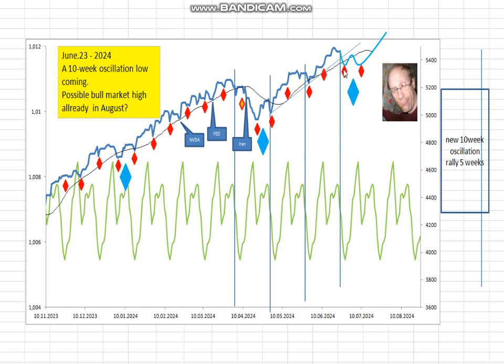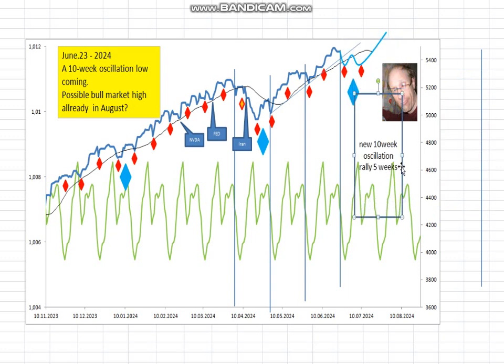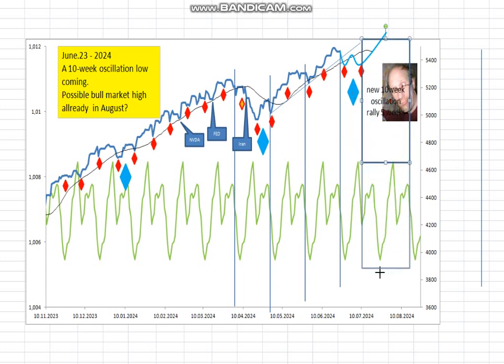I'm expecting this coming week or coming few weeks a 10-week oscillation low, probably a sideways consolidation, and then we have a new 10-week oscillation starting, and that could actually be the bull market high. So the first 5 weeks of a new 10-week oscillation should be in an uptrend. And if this 10-week oscillation starts a bit into June, then the next top could be around mid-August. We'll come back to that.